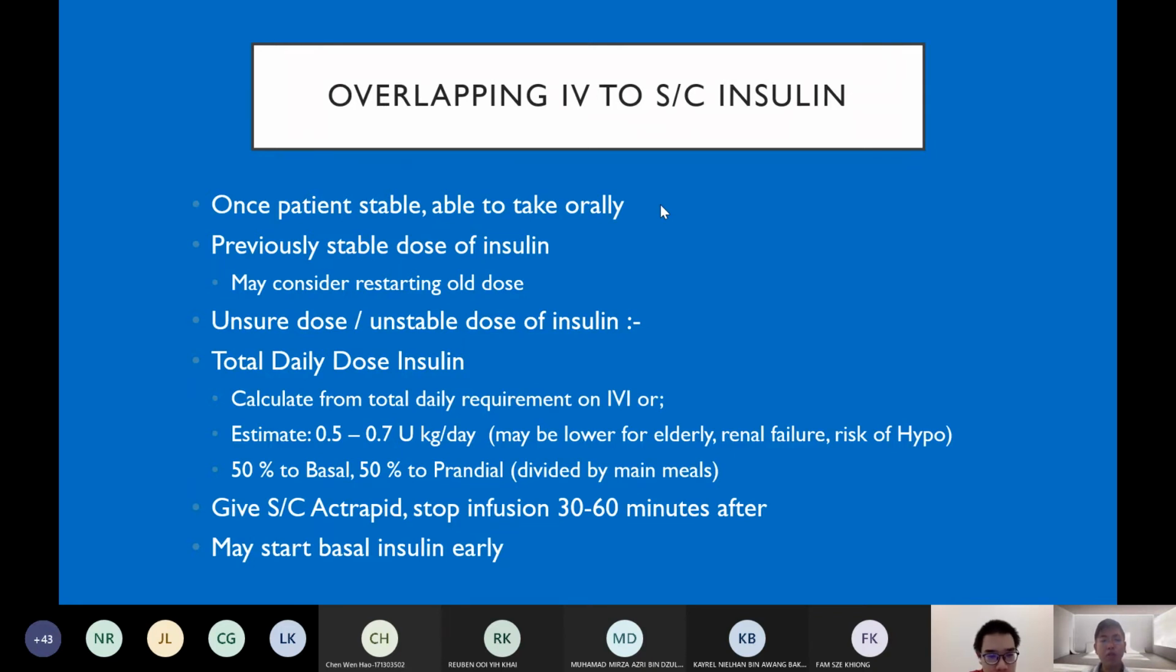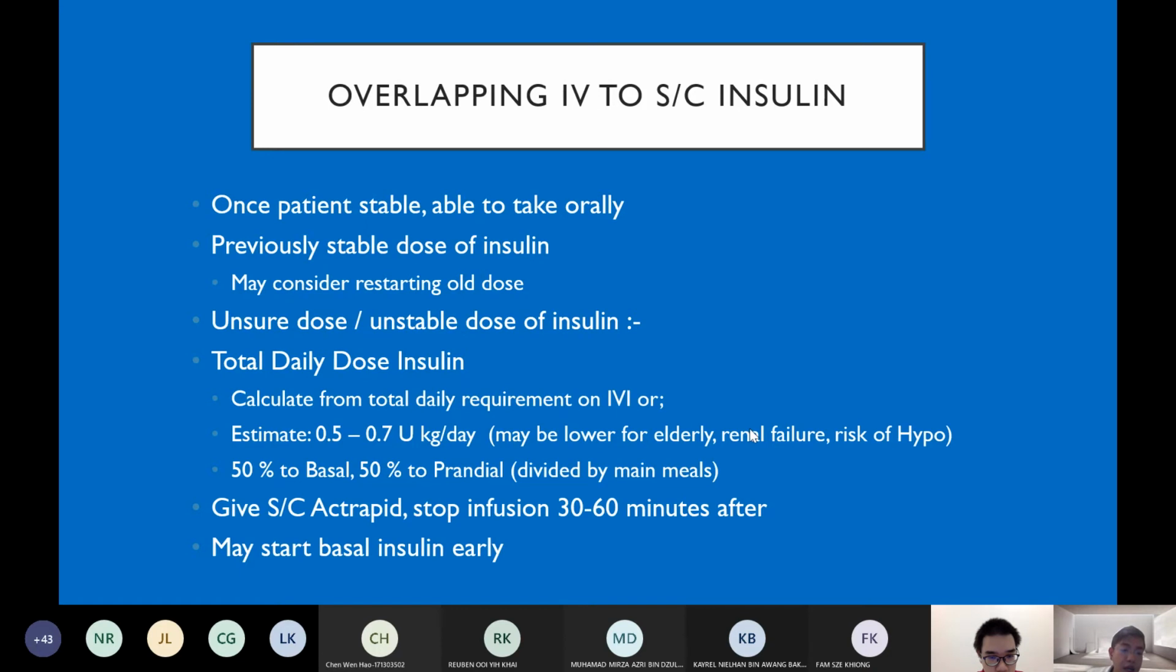Or if they are unsure of their dose, or their dose is unstable, their blood glucose was uncontrolled on their previous dose, then you may use this formula whereby you use the total daily dose of insulin. You can calculate from the total daily requirement on your IVI like our patient just now, or you can estimate it by 0.5 to 0.7 units per kg per day. This may be lower in elderly, renal failure patients or patients with risk of hypoglycemia. Once you have the total daily dose, you split it 50% into your basal and 50% into your prandial, and then divide the prandial into your 3 main meals.